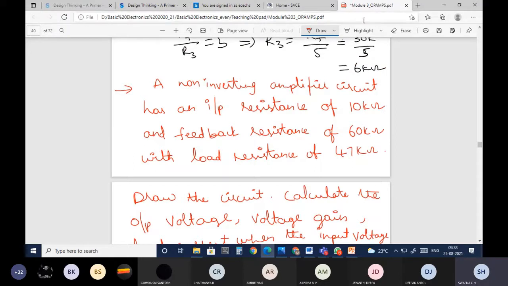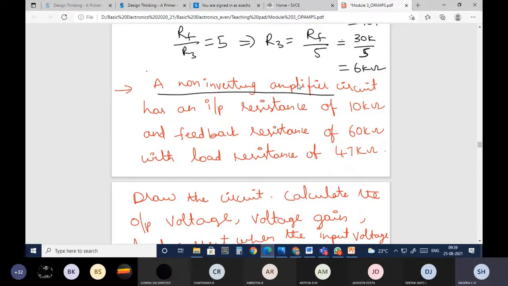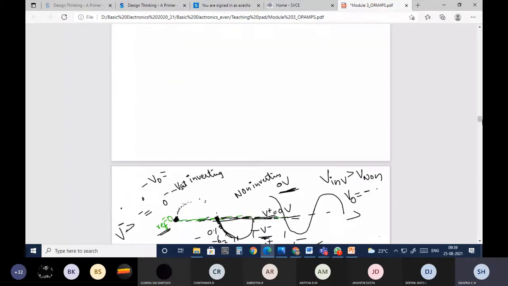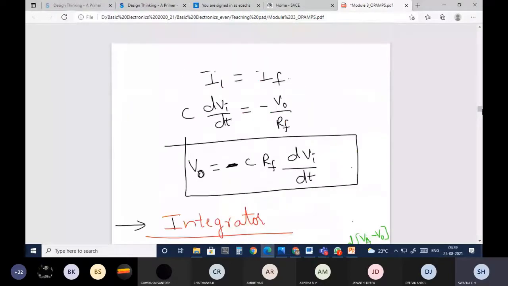Let me read the question once again. He is asking a question related to the non-inverting amplifier circuit. In a non-inverting amplifier circuit, the inverting terminal will be grounded, and to the non-inverting terminal we will provide the input voltage. A non-inverting amplifier circuit has an input resistance, in the sense R1. Non-inverting amplifier, not the comparator. Don't get confused between the comparator and the amplifier.